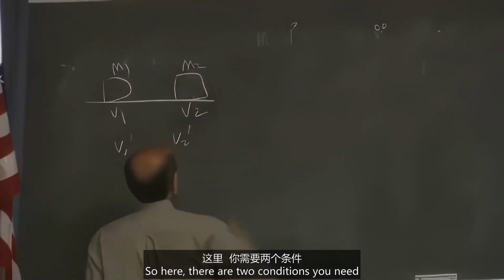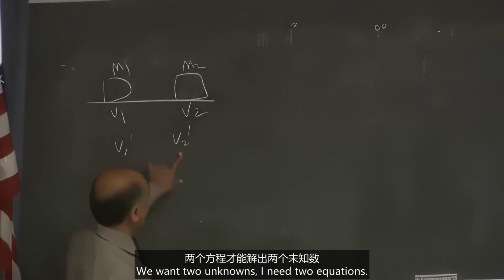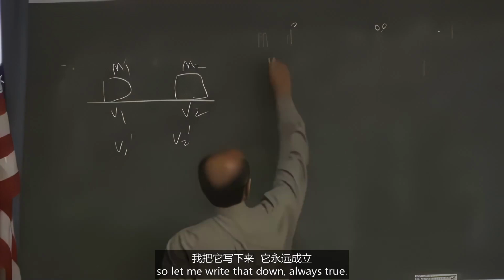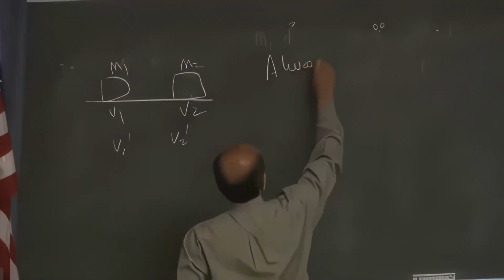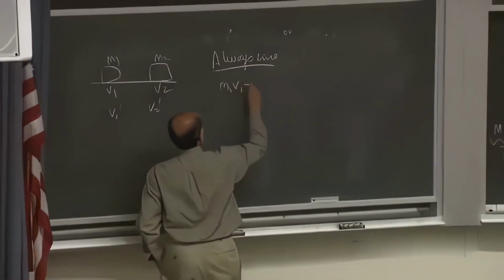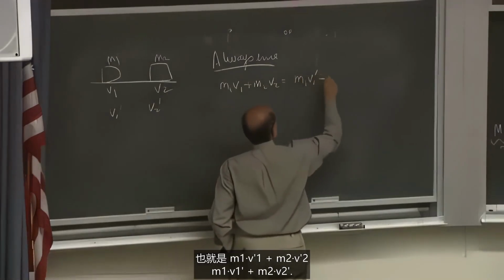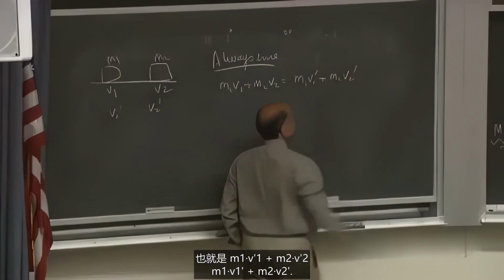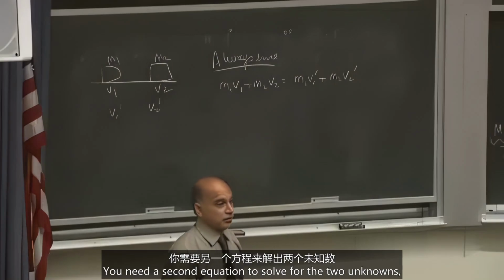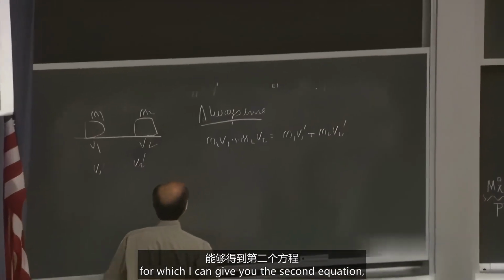So there are two conditions you need because you're trying to find two unknowns. If you want two unknowns, I need two equations. One equation is always true. Always true is the condition that the momentum before is the momentum after: m1 v1 plus m2 v2 equals m1 v1 prime plus m2 v2 prime. You need a second equation to solve for the two unknowns. And that's where there are two extreme cases for which I can give you the second equation.